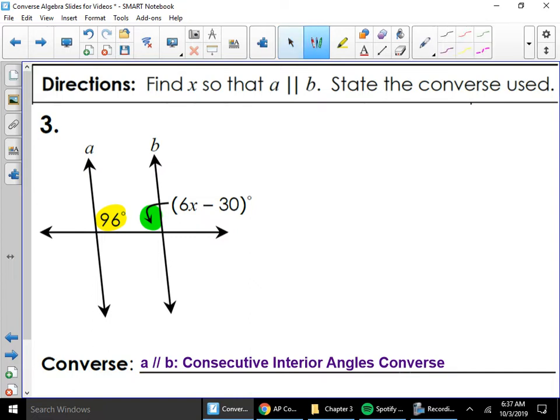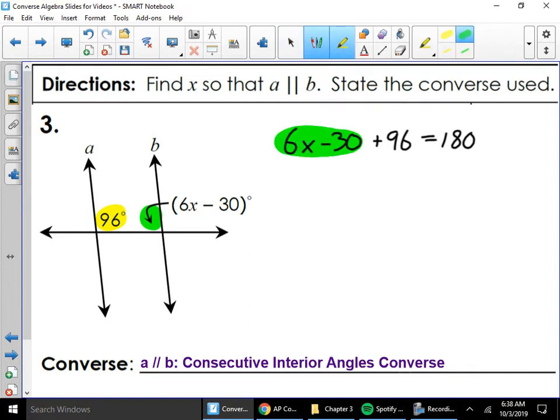So when we go to find a value for x that will make these two lines parallel, I'm going to go ahead and do the 6x minus 30 first. We want them to add up to 180. Again, those are my two angle measures, 6x minus 30 and 96. The 180 is coming from the definition of supplementary. The definition of supplementary tells us that two angle measures add up to 180.